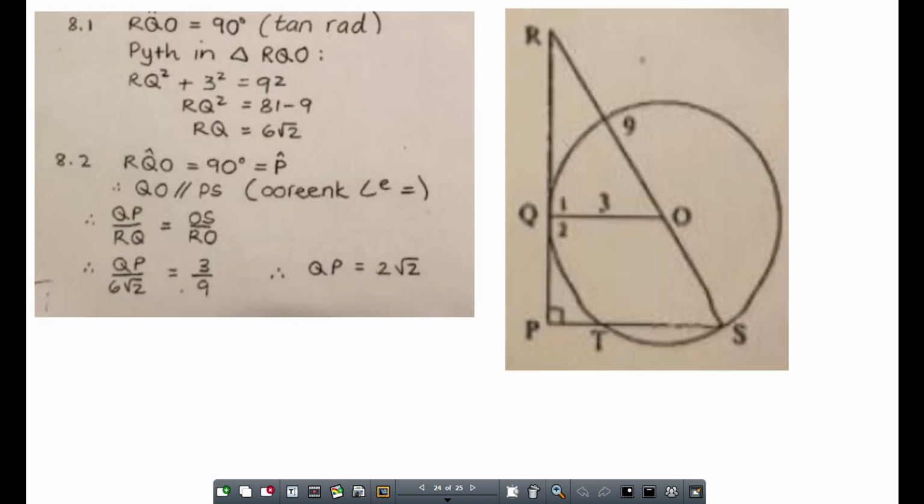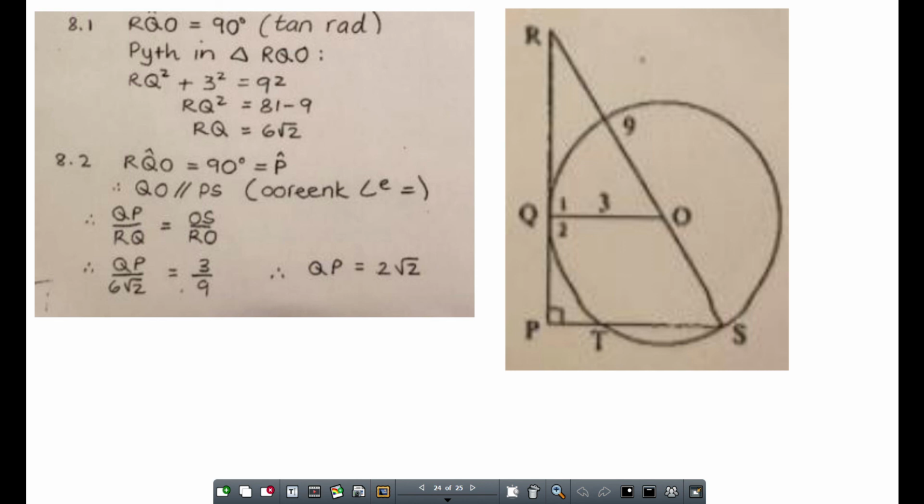Right. Die was lekker. O is the center of the circle. Tangent RQP intersects chord ST produced in P such that angle P is equal to 90. SO produced intersects the tangent at R. OR is 9 and OQ is 3. Calculate, giving the reasons, the length of RQ.